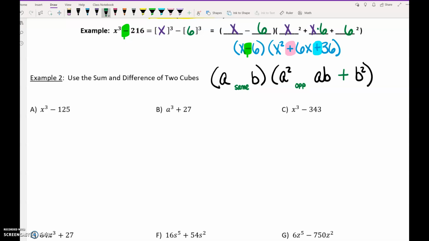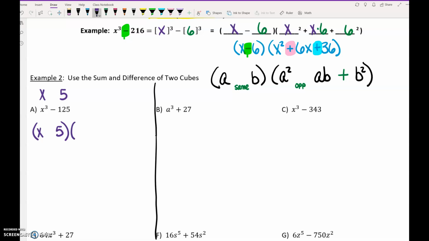Okay, let's use this for x cubed minus 125. First, we have to figure out x cubed is the perfect cube of what? X. 125 is the perfect cube of what? So look up at the top of the page. 125 is the perfect cube of 5. Okay, now I will be honest, there's not a ton of space here. So we have x, 5. So first thing, second thing.